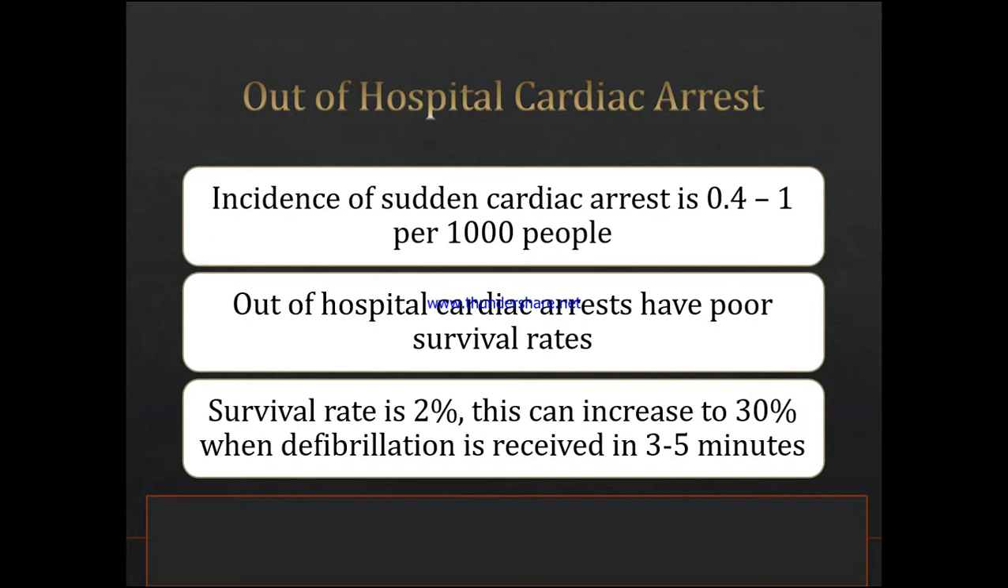Out of hospital cardiac arrest, incidence of sudden cardiac arrest is 0.4 to 1 per 1,000 people. Out of hospital cardiac arrest have very poor survival rates. Survival rate is 2%. This can increase to up to 30% when defibrillation is received in 3 to 5 minutes.